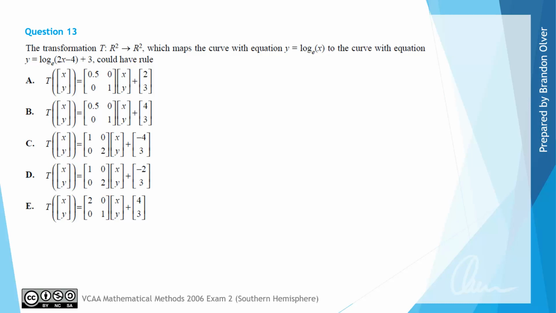Now, some of you may be able to inspect this quite quickly and work out which matrix it is, but you'll notice from the examiner's report in a minute that sometimes that actually led to students selecting the wrong answer if they didn't know how to deal with this properly. So there is a robust method that I like to use called reverse mapping. And the starting point is to say that y equals log e of x, our starting graph, is being mapped to y equals log e of 2x minus 4 plus 3.